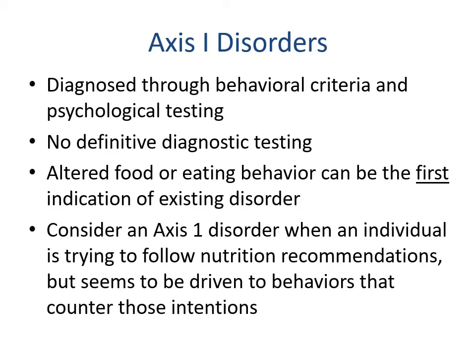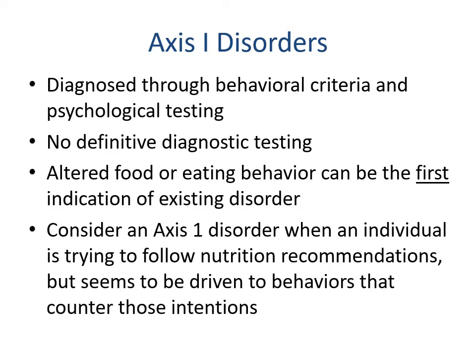So Axis 1 disorders are diagnosed through behavioral criteria and psychological testing. Now, there's no definitive diagnostic testing. What that means is that there's no blood test, right? So I can't give you a blood test, come back and go, poof, you've been infected with ADHD, right? That's not how really any of these disorders work. But what we're looking at is, with that diagnostic manual and with a trained clinician, we have some idea and can make a definitive diagnosis.